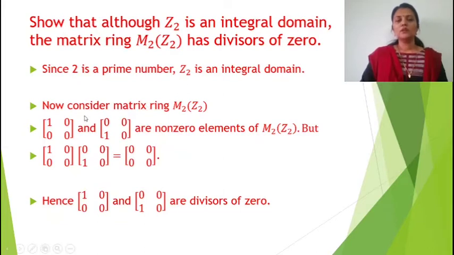So now consider the matrix ring M2(Z2). Take two elements from that, [1 0; 0 0] and [0 0; 1 0]. Both are non-zero elements of M2(Z2), but the matrix product is [1·0 plus 0·1, 1·0 plus 0·0; 0·0 plus 0·1, 0·0 plus 0·0]. The product will be [0 0; 0 0]. Hence, the product is 0, but the elements are not 0. Therefore, [1 0; 0 0] and [0 0; 1 0] are divisors of 0.